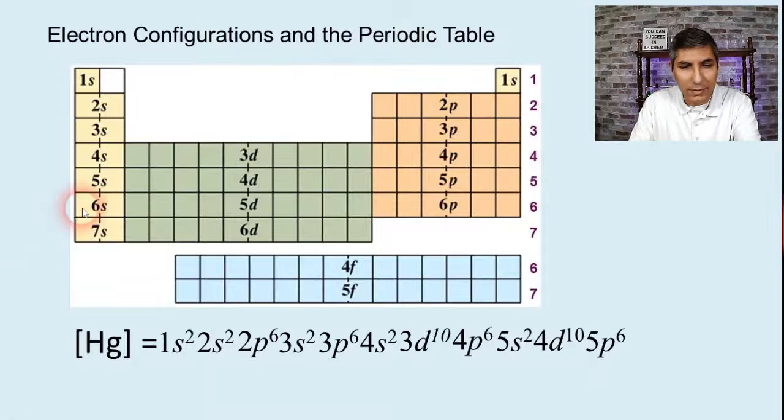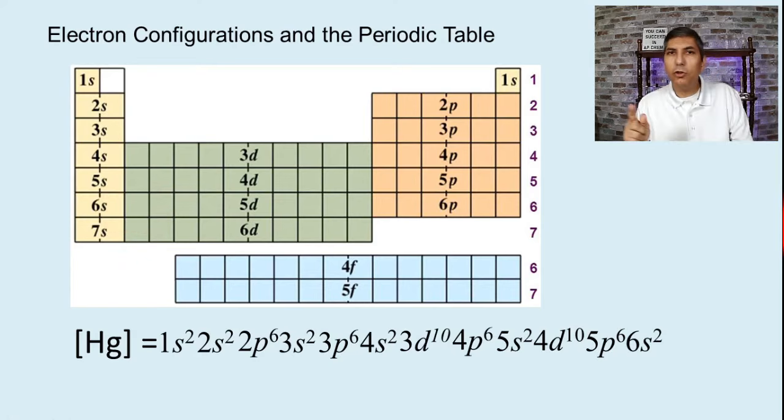Next we have 6s, and there are 2 boxes there, so it's 6s2. Now there's something that happens after 6s2. If you look at your periodic table, you'll notice that after cesium and barium, we have these lanthanides down here toward the bottom of the table. And we have to incorporate those into our electron configuration.